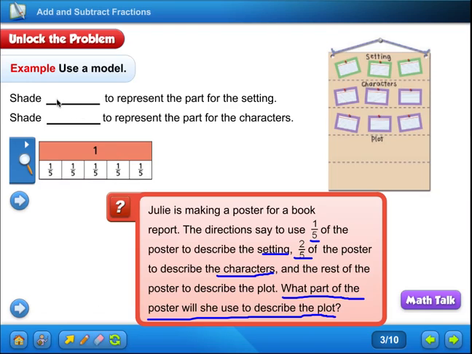Okay. Shade blank to represent the part of the setting. How much are we going to shade? Let's go back to our problem. 1/5 was the setting. So we are going to shade 1/5. Shade blank to represent the parts for the characters. Characters were 2/5.